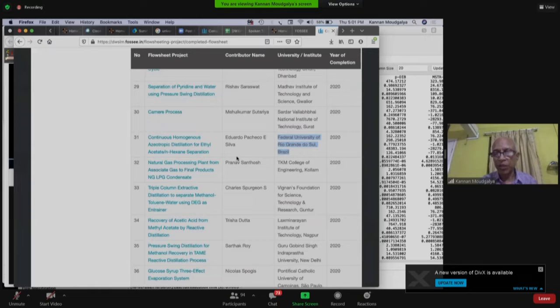We have some from Jadavpur. We have some from Uttarakhand. We have some from Gujarat. In fact, from almost every state. Here is one from Kerala and so on. Here is one from Guntur, VNIT Nagpur and so on.